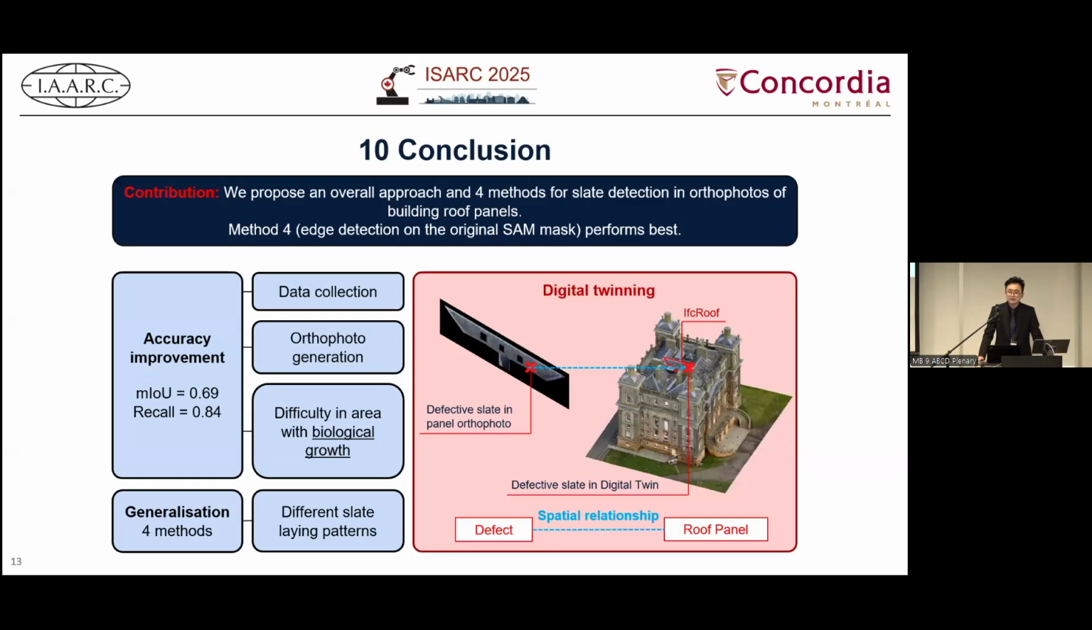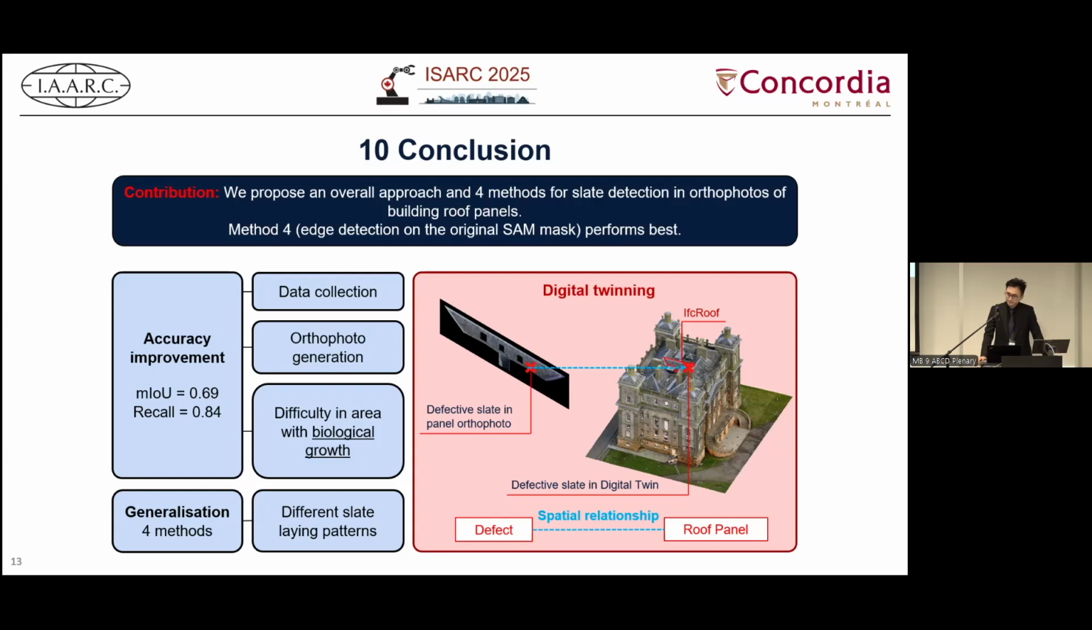So in conclusion, this study focuses on the problem of analyzing traditional slated roofs, which is way more challenging than analyzing modern slated roofs due to their greater variability in appearance. So we presented an overall approach and 4 methods for slate detection in orthophotos of building roof panels, and method 4, which is the edge detection on the original slate mask, performed the best.